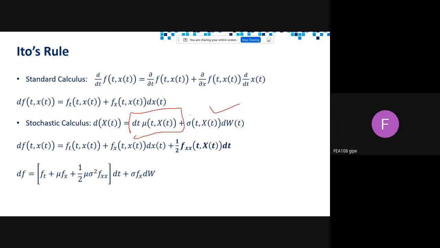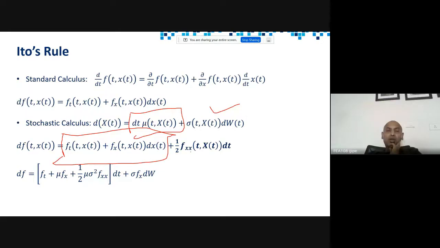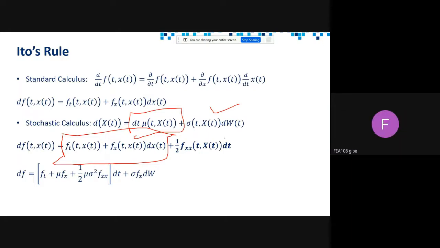In stochastic calculus, we already saw that he added this. And then when you want to do a derivative of this, this is what you get. So instead of f prime t of t, x_t plus f prime x of t, x_t dx_t, that is this term, in addition to this term, he said you need to account for one more term, which is one half of the double derivative of x, f of t, x_t dt. Just treat it for what it is. So this is Ito's rule, also called Ito's lemma.